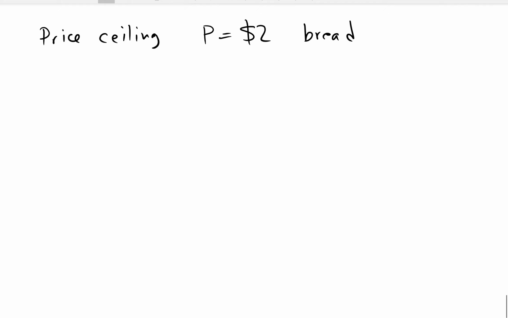All right, in this video we're going to continue on with the price ceiling example, and we're just going to do the economic surplus of it and then summarize it. Remember, our example was a price ceiling of $2 for bread. So let's draw a graph and then figure out how to do it.